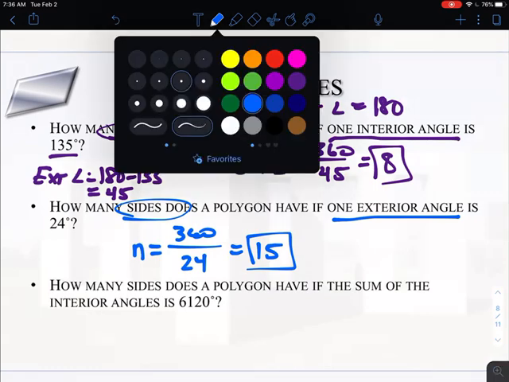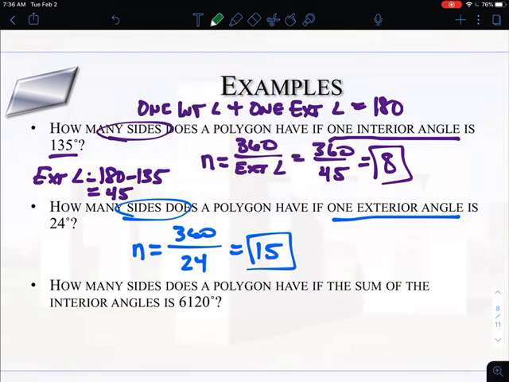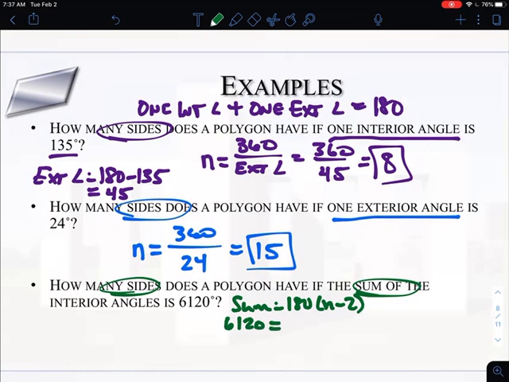Now the one that's a little bit trickier is this third one. If we look at this third example here, it asks how many sides the polygon has if the sum... So we're looking for how many sides, but now we have the sum of the interior angles. Remember, the sum of the interiors was 180 times n minus 2. So this time, I know how much the sum is, so I have 6,120 degrees.